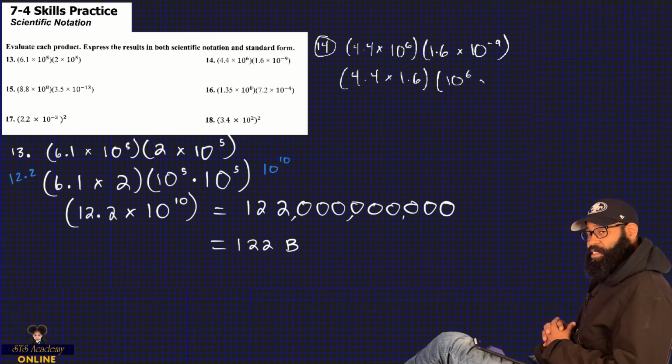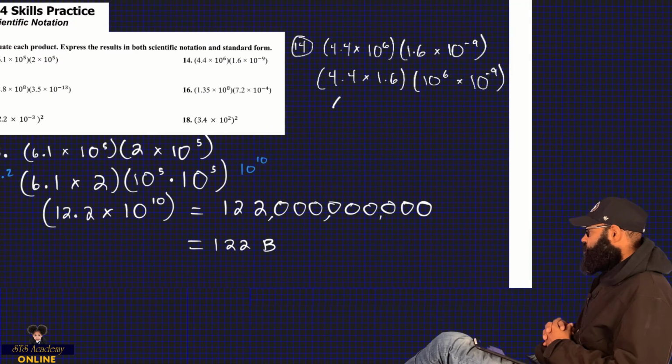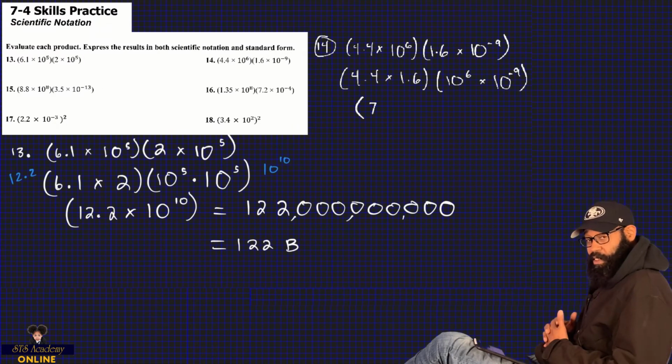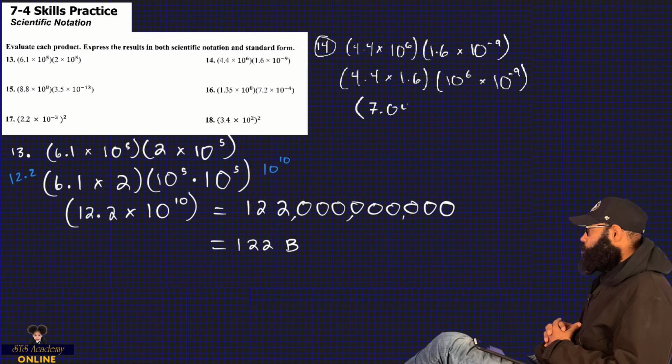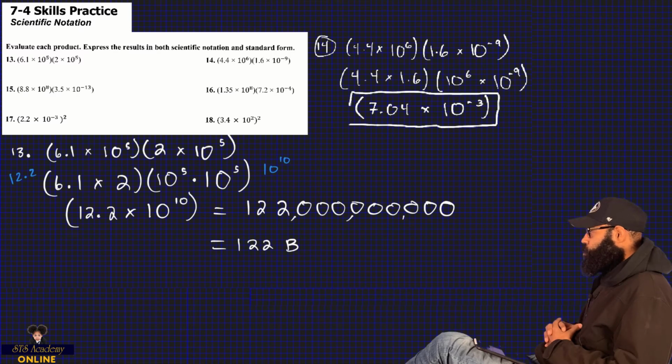Keep your base and exponents together. So 4 and 4 tenths times 1 and 6 tenths, I'm going to do that. And then of course, in the same chapter, we are multiplying exponents, right? So I'm going to do my first thing here, and I'm going to end up with 7 and 4 hundredths. And then of course, 10 to the 6 times 10 to the 9th, we know to add.